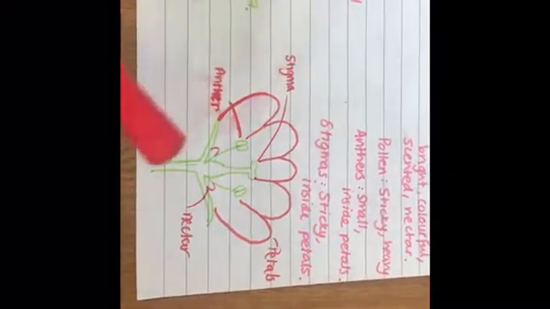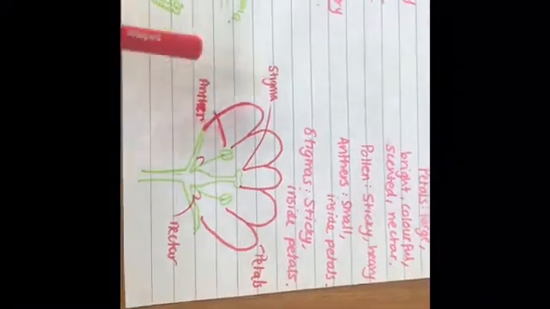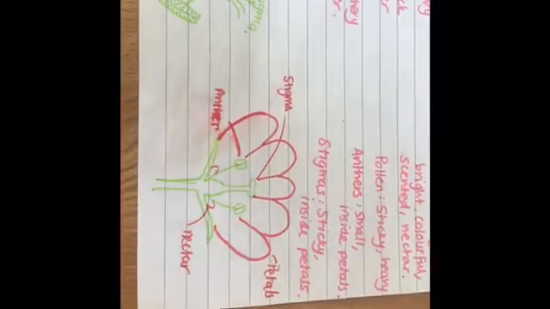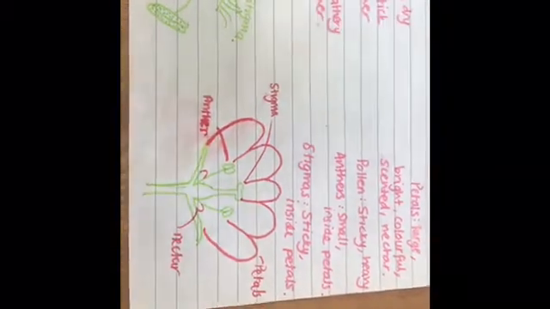So nectar is like a sugary syrup that the animals or insects want to pick up. The pollen itself is sticky. It's going to stick to the animal, it's going to stick to the insect. And it's heavier than the wind pollinated pollen.